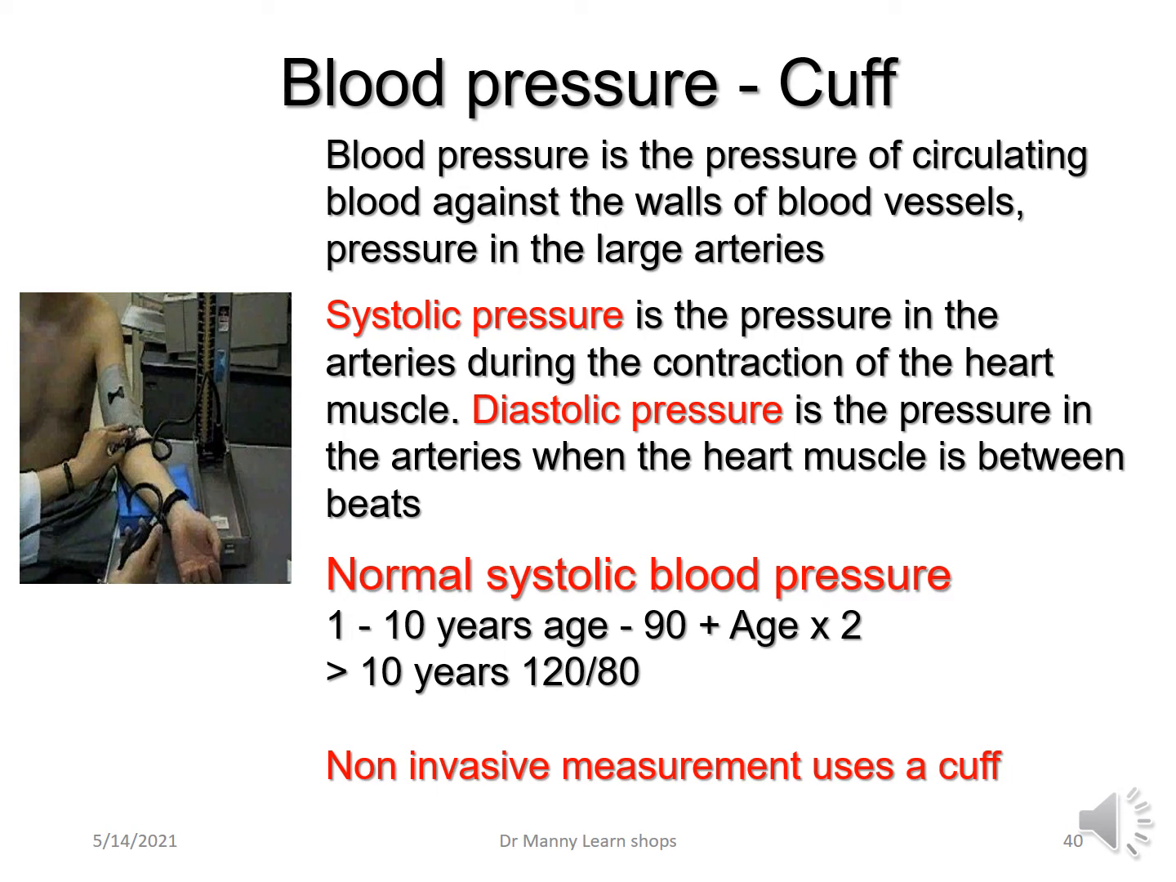The systolic blood pressure is the pressure in the arteries during contraction of the heart, which we said was systole. The diastolic pressure is the pressure in the arteries when the heart muscle is between beats. A typical systolic blood pressure, remember typically, there's no normally here, from 1 to 10 years of age is the formula 90 plus age times 2. If you're older than 10, you're considered probably to be an adult, and your blood pressure will typically or should be around about 120 on 80.